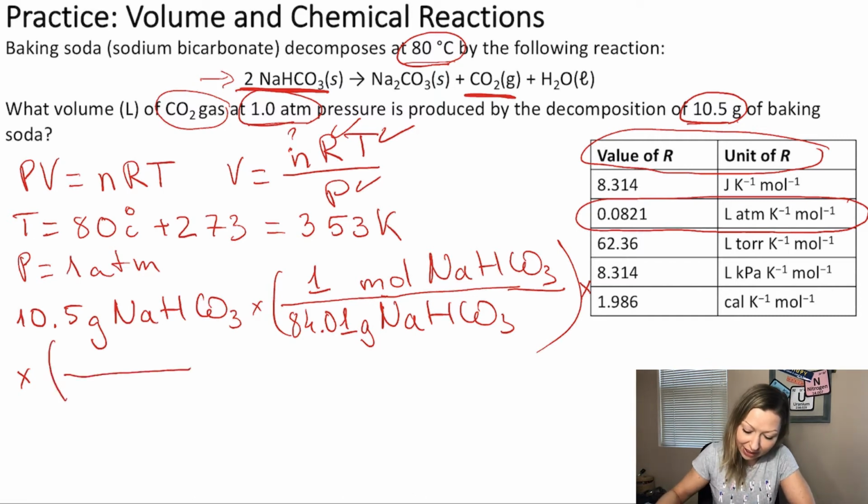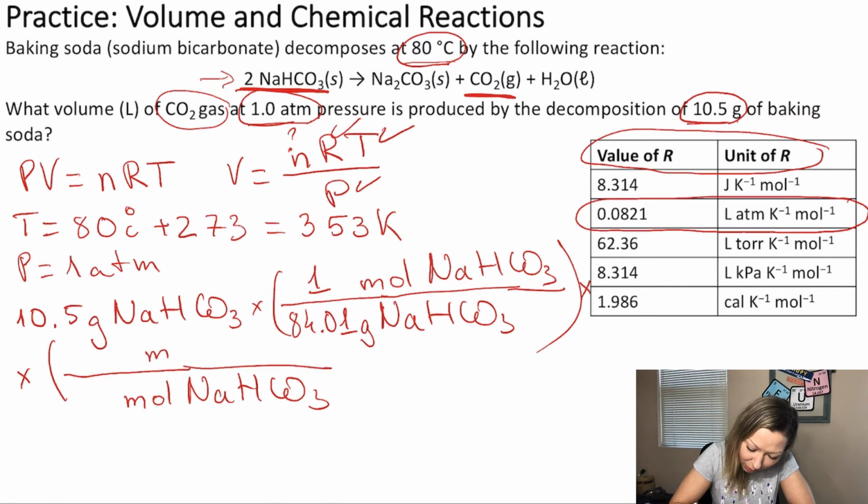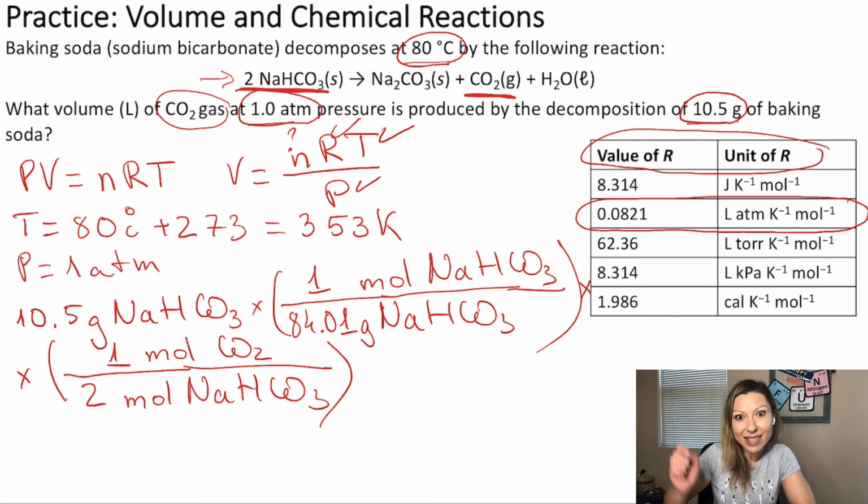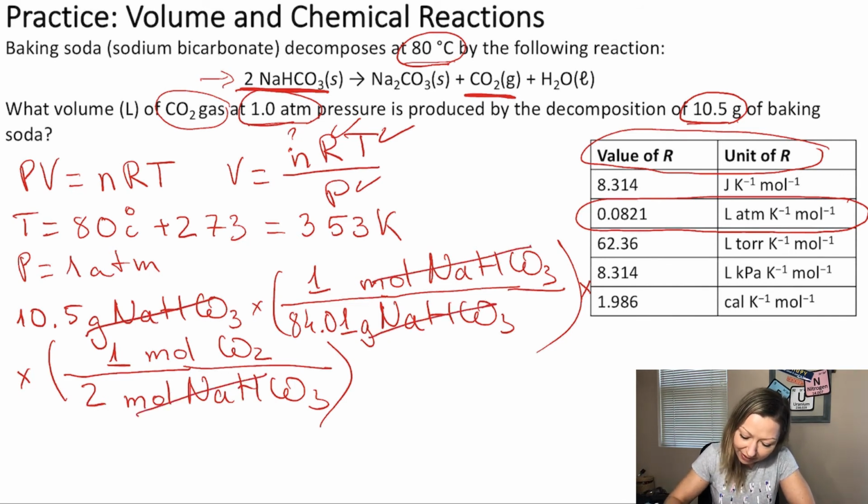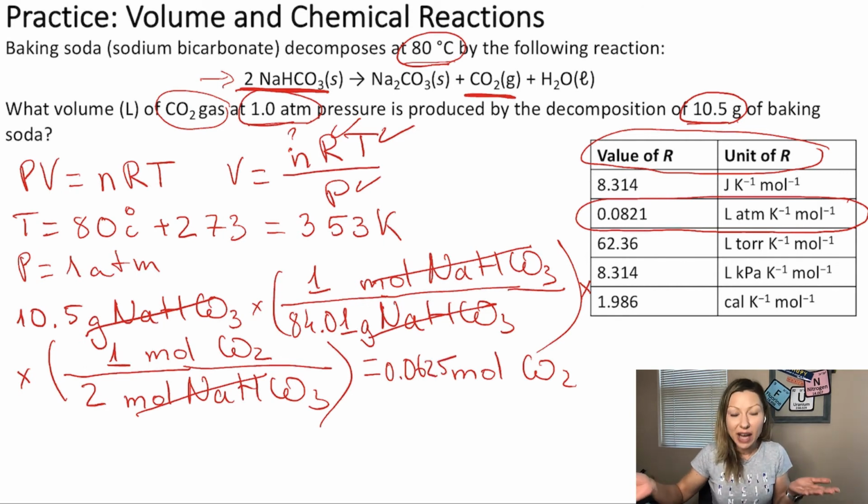So let's put that into a fraction. We have to convert the moles of NaHCO3 into the moles of CO2. And from the equation, 2 goes here and 1 goes on top there. Let's double check the units. Grams cancel out, moles of baking soda cancel out. So our final unit is going to be moles of carbon dioxide. This is exactly what we were looking for. And if you do this calculation, you are going to get 0.0625 moles of CO2.